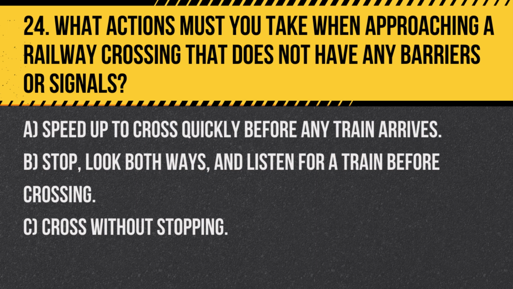Question 24. What actions must you take when approaching a railway crossing that does not have any barriers or signals? A. Speed up to cross quickly before any train arrives. B. Stop, look both ways, and listen for a train before crossing. C. Cross without stopping.